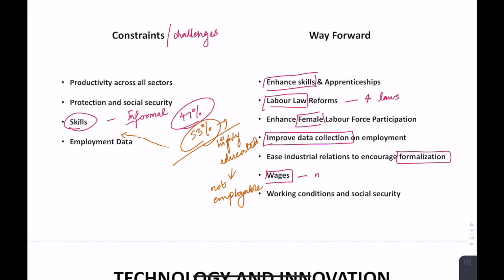Wages, minimum wages are not strictly followed in the country, and the reason is, number one, laws, and number two, informalization. So if these two problems are resolved, then automatically the problem of minimum wages will also be resolved. Working conditions and social security, again, due to laws. The laws are not friendly enough for the employers, and at the same time not strict enough to ensure that the employers don't take advantage. Okay, so I hope you have understood the second major driver, that was employment.